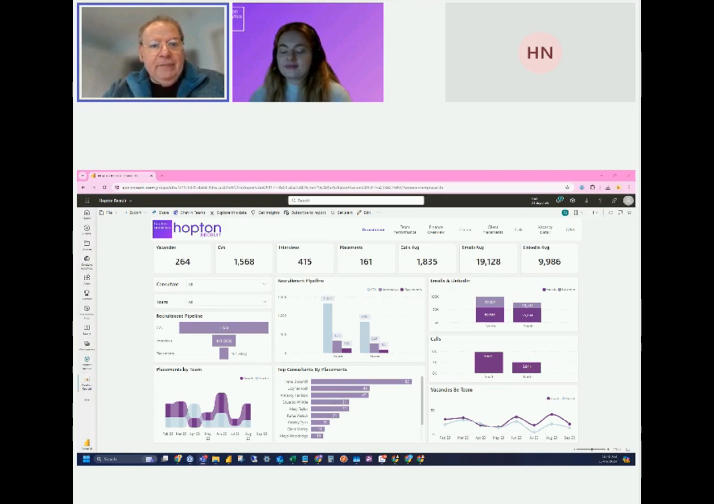Today we're going to be talking about the benefits of Hopton Recruit and looking at the enhanced performance insights that we can offer to recruitment firms. No matter how big or small you are, there's always good bits of data that we can use. So I'm joined today by Nicola, who's going to go through and show us some of the features of the Power BI application itself.